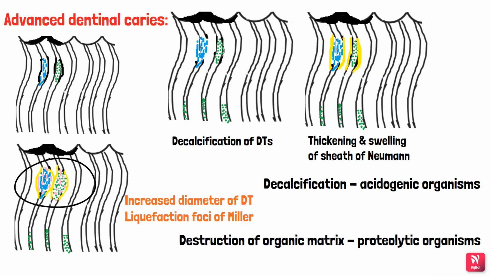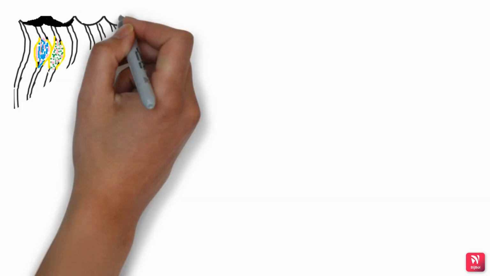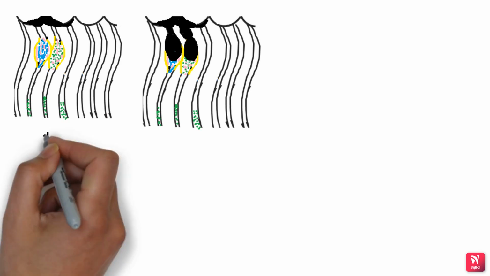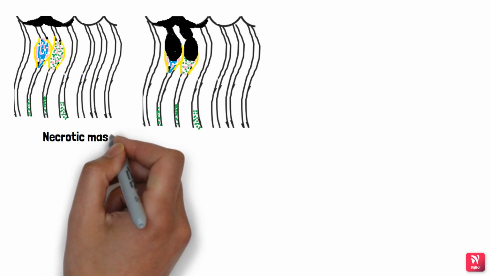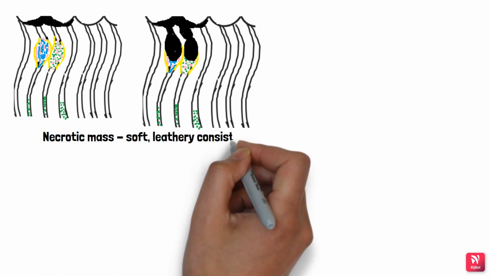So this is resulting in destruction of the dentin. As this destruction of dentin proceeds forward, it results in areas of necrosis. As you can see, some dark areas now, those are nothing but necrotic masses that start to form, resulting in softened dentin. This necrotic mass causes a soft, leathery consistency of the dentin.